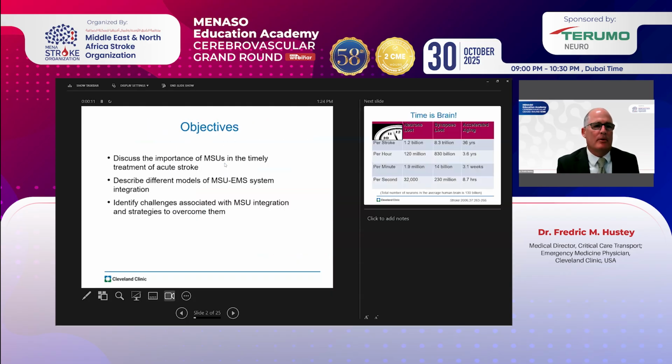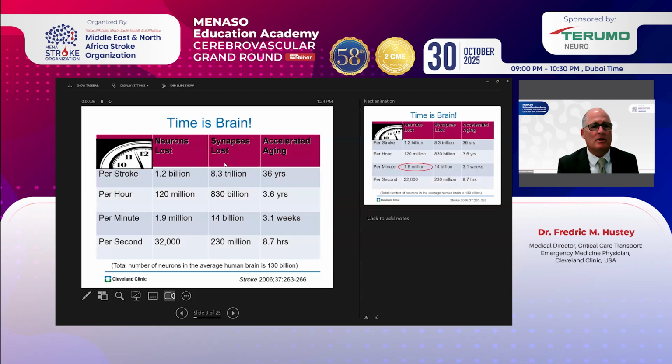And so we're going to briefly touch on the importance of mobile stroke units and the timely treatment of acute stroke. Dr. Hussein already covered this pretty well. We're going to talk a little bit about different models of MSU and EMS system integration. We're going to identify some challenges associated with MSU integration and some strategies to overcome them.